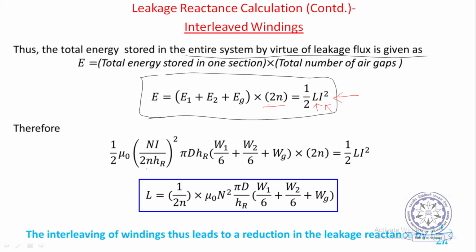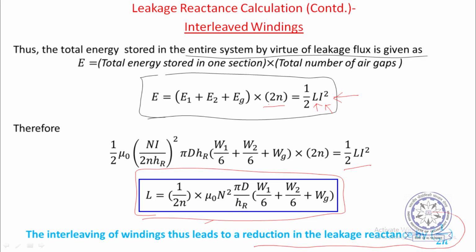So here, Ni by 2n HR whole square, pi d HR into W1 by 6 plus W1 by 6 plus Wg, into 2n, is equal to half L i square. Therefore, the total inductance L is given by L equals 1 by 2n into mu naught n square pi d by HR, into W1 by 6 plus W1 by 6 plus Wg. So the interleaved winding leads to a reduction of leakage reactance by 1 by 2n, assuming that W1, W2 and Wg are of the same order and HR is almost the same. So this is how interleaved winding will reduce the leakage reactance.